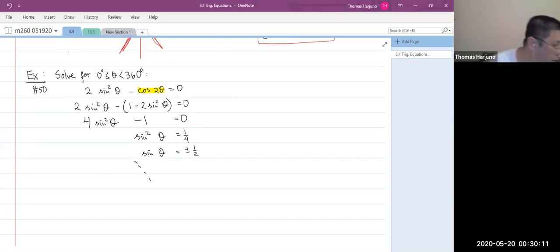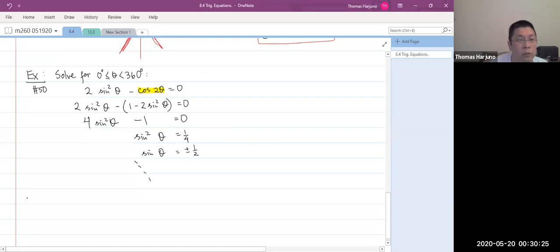Let's say, for example, we get number 20. Well, for example, solve for theta from 0 to 360 degrees.